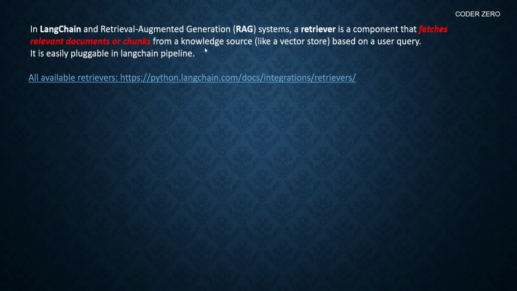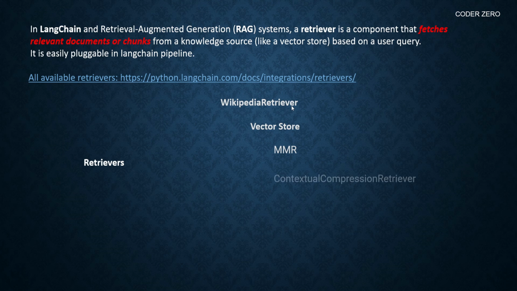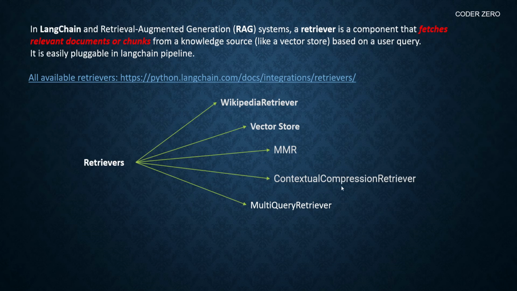This knowledge source can be a Wikipedia, can be a vector store, can be a dataset, a database, can be anything. And here we'll be talking about Wikipedia retriever, vector store, MMR, contextual compression retriever, multi-query retriever.